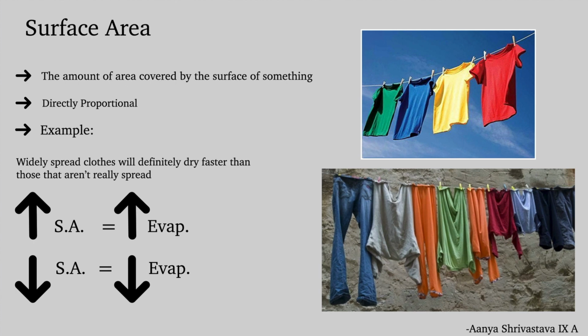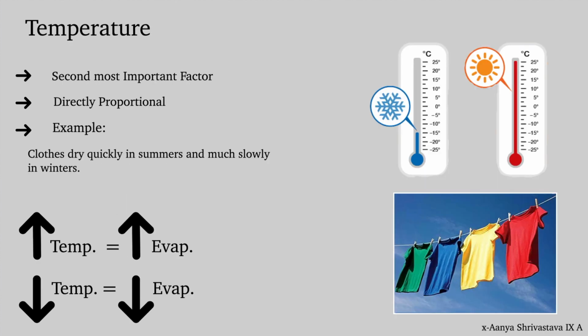Here we can take the example of clothes. If they are widely spread, they're going to dry faster, and if they're not widely spread, they will take longer to dry. Now let's talk about the temperature, which is the second most important factor affecting the rate of evaporation.